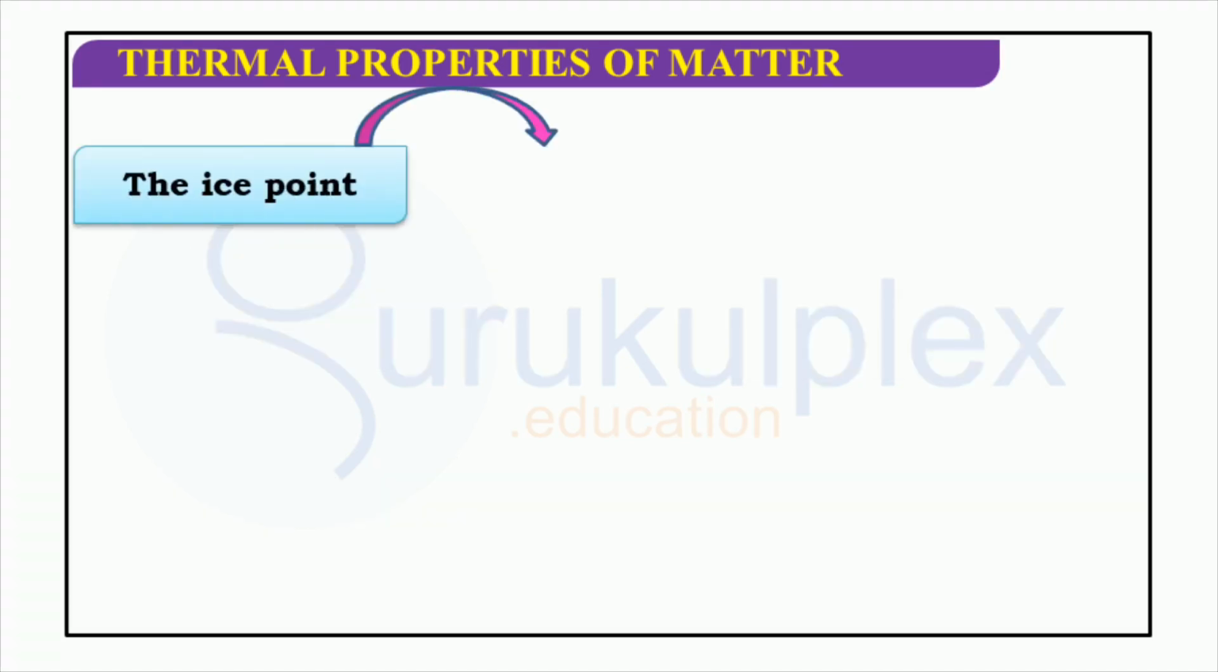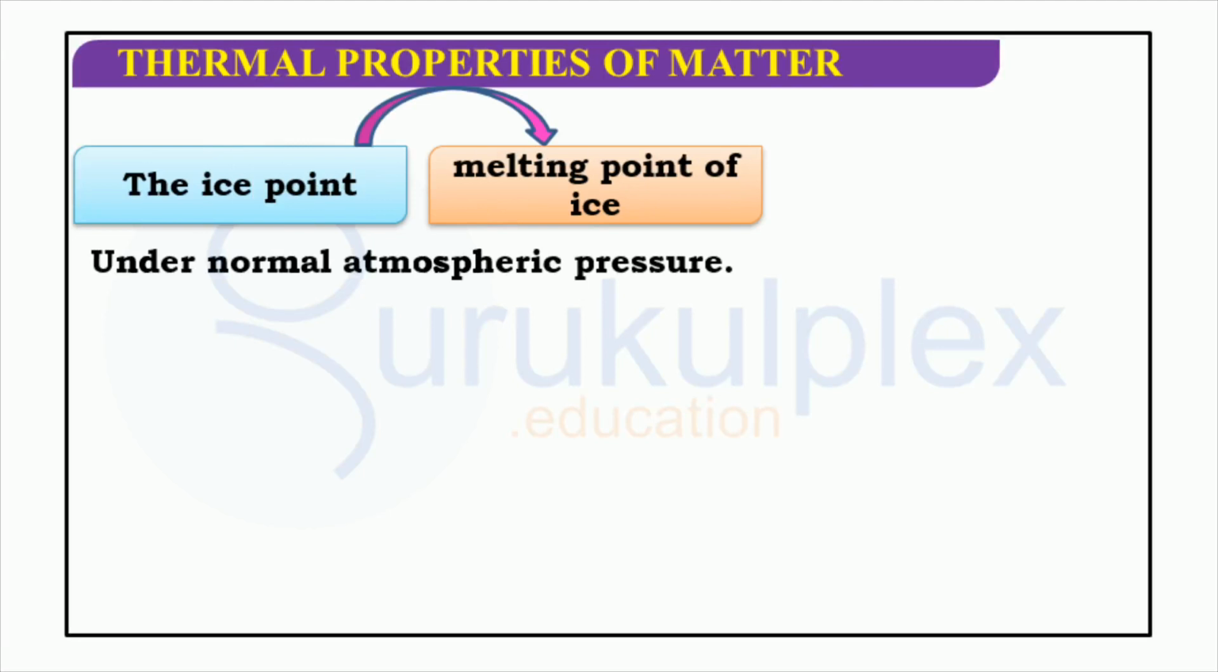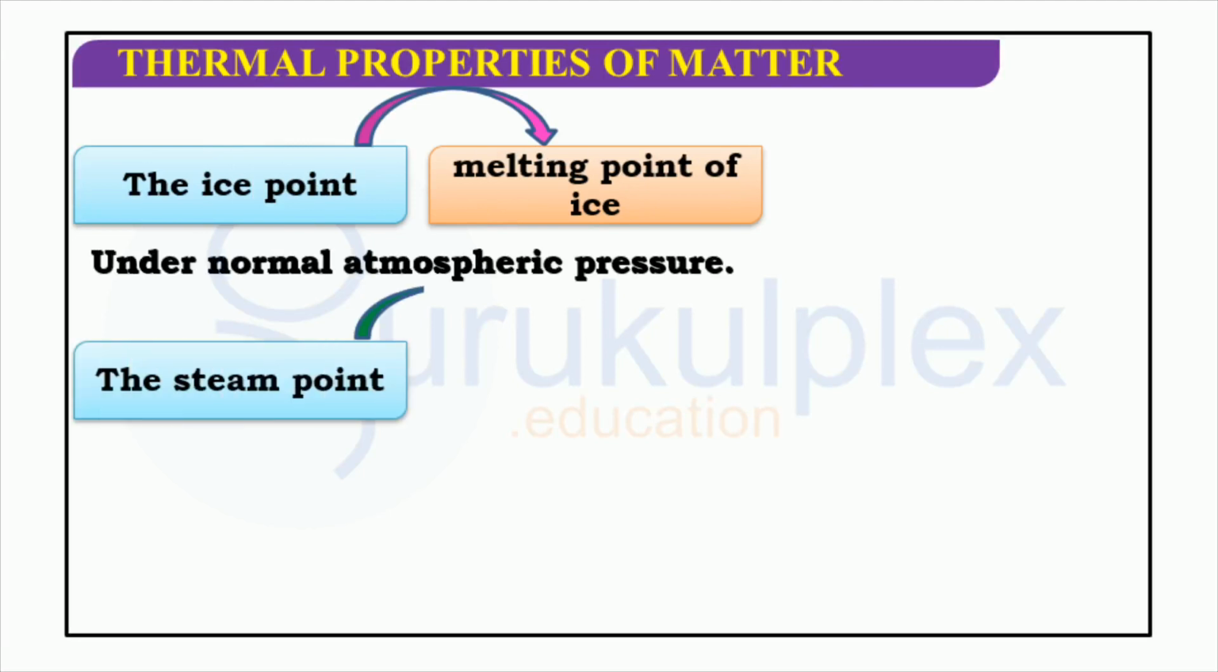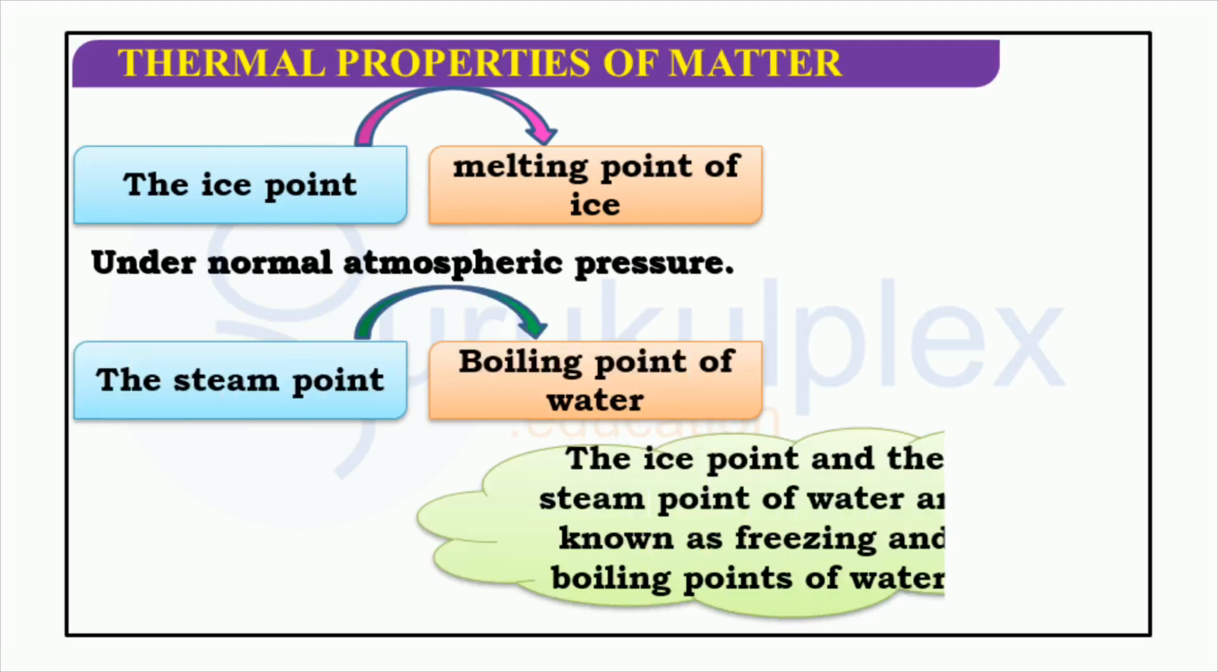At a normal atmospheric state, a substance solidifies at its ice point and vaporizes at its steam point. In the case of water, the ice point is 0 degrees Celsius and the steam point is 100 degrees Celsius. By taking note of these points, we can observe and measure the thermal properties of a given substance.